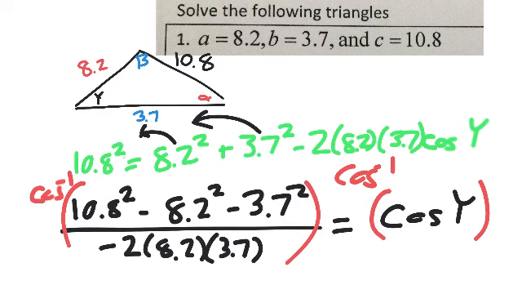So I'm not going to go over that nuance. So I get 10.8 squared minus 8.2 squared minus 3.7 squared. That's on the numerator of my fraction. Then in the denominator I have negative 2 times 8.2 times 3.7.